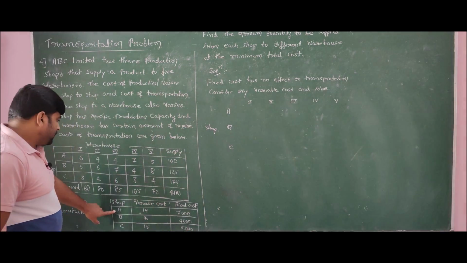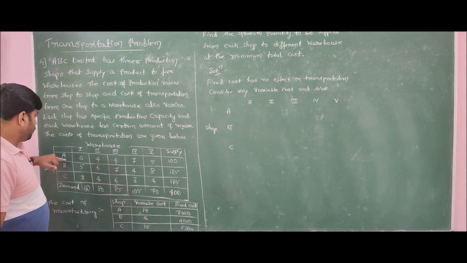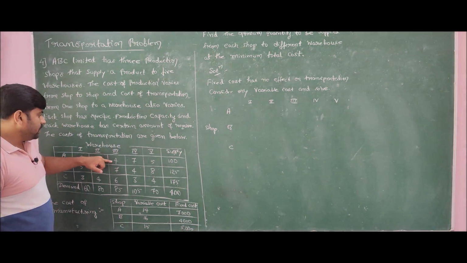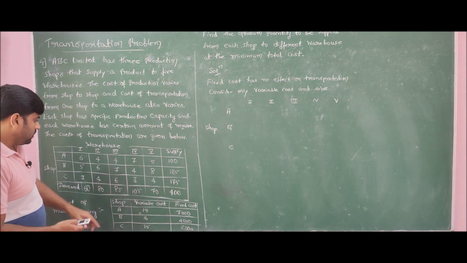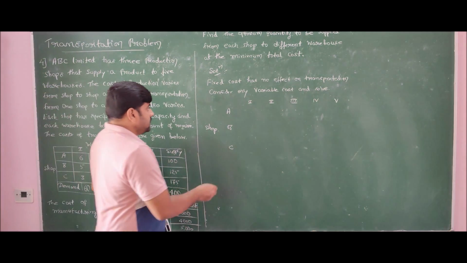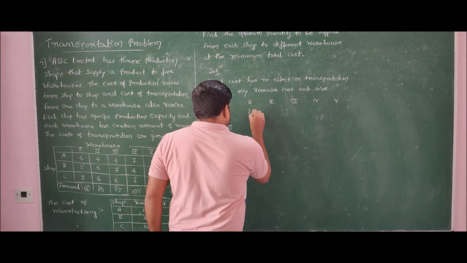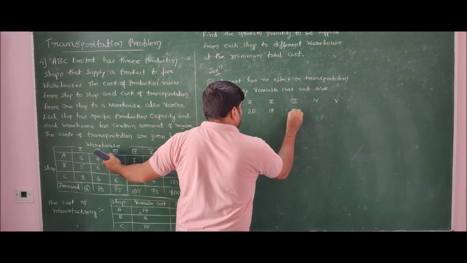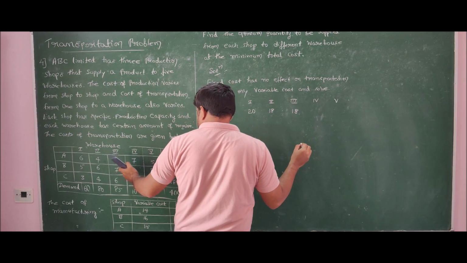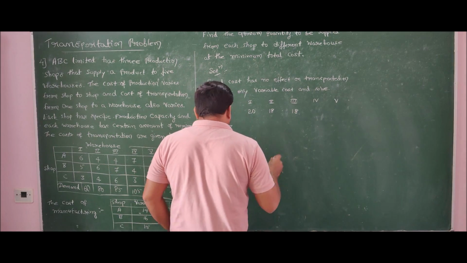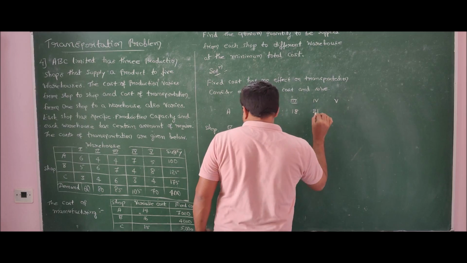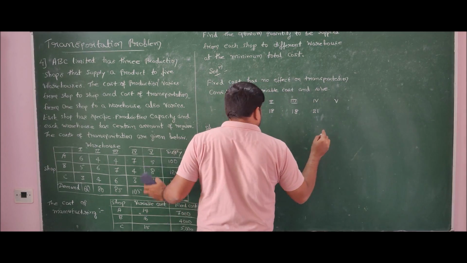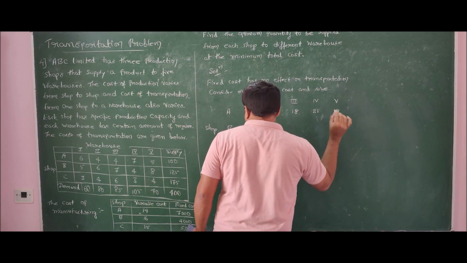For shop A the variable cost is 14, so for shop A I should add 14 to all the values. So 14 plus 6 is 20, 14 plus 4 is 18, 14 plus 4 is 18, then 14 plus 7 is 21, then 14 plus 5 is 19.